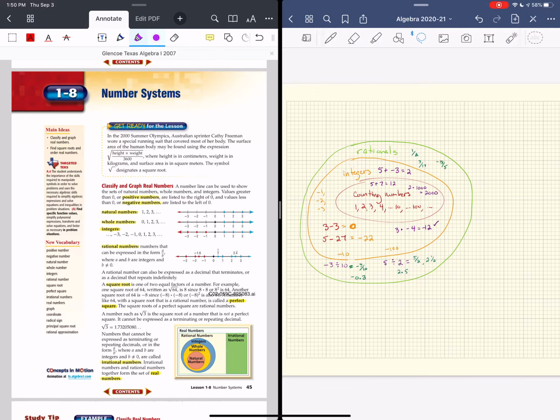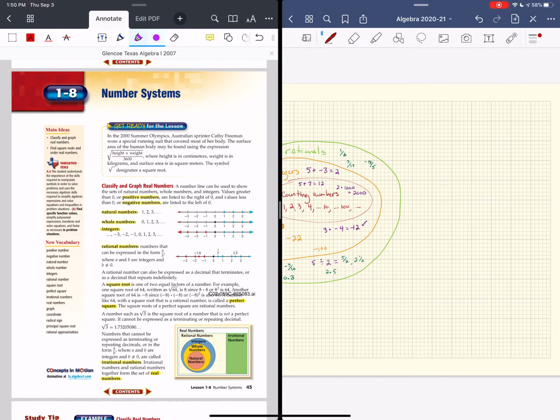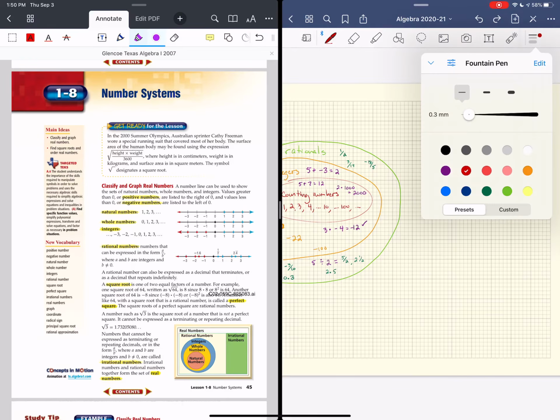Imagine that we had a question like, say, we know something squared. We'll call it x. We know that x squared.